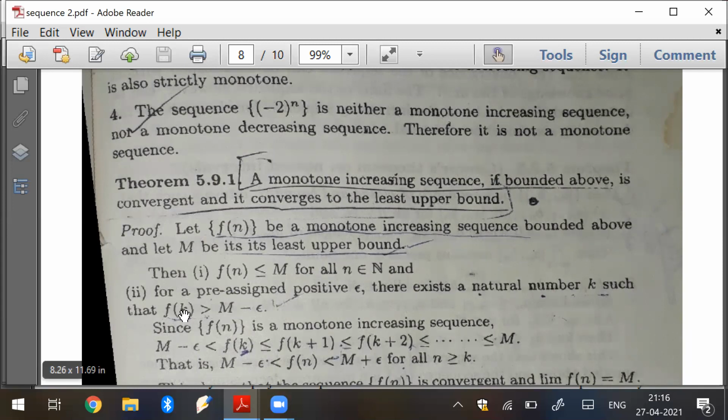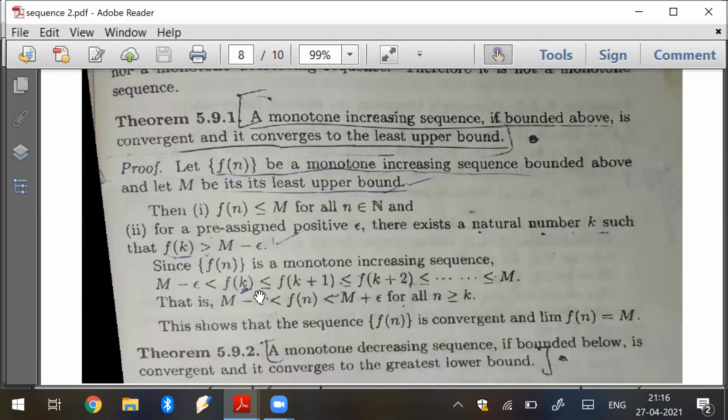So I have chosen k as the natural number, with f k greater than M minus epsilon. Now you have said f n is a monotone increasing sequence, right? So f k is less than or equal to f k plus 1, as this is monotone increasing. But f k is greater than M minus epsilon, because of this part, and f k is less than or equal to f k plus 1, less than or equal to f k plus 2, and this continues, and ultimately it is bounded by capital M.